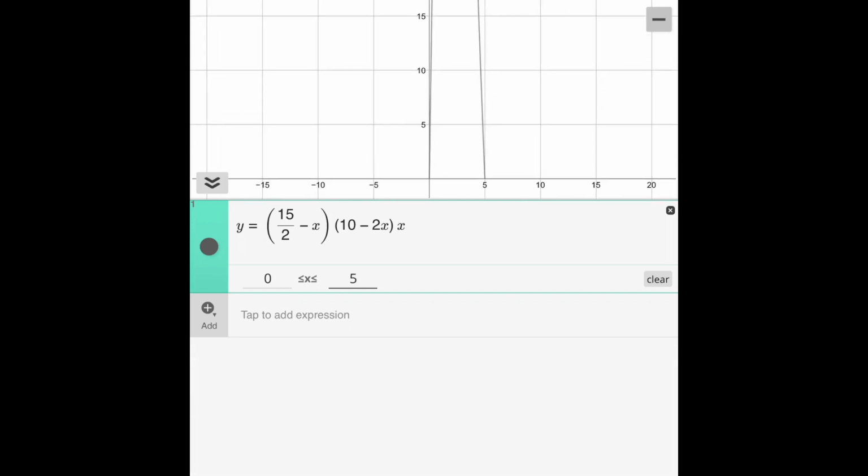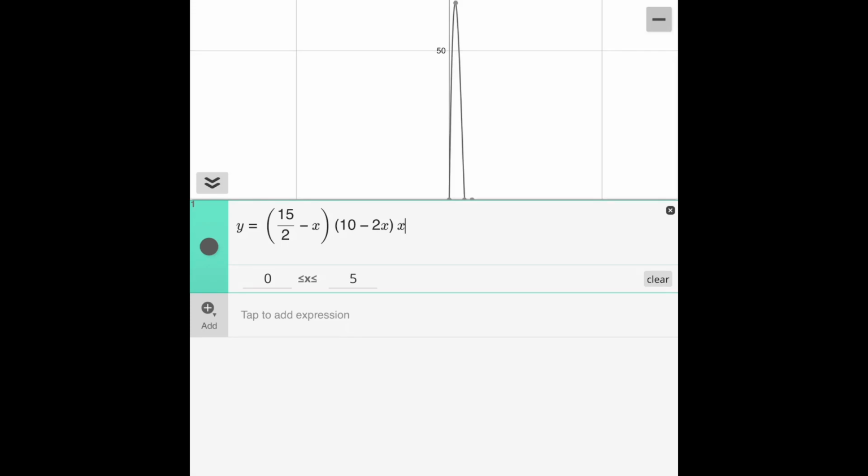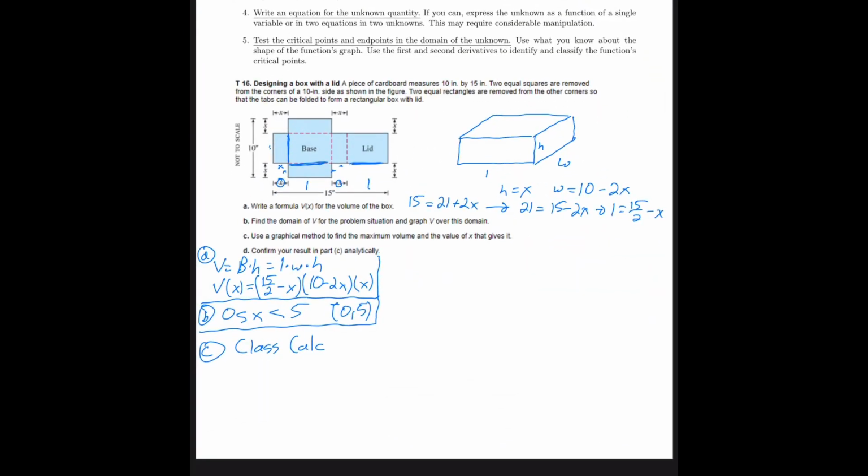And we only want to look at this in the domain 0 to 5. Okay, and we can see that that gives us this graph right here. And if we zoom out, we can see that it has a maximum value, and that maximum value is happening at the point 1.96188, so 1.96, comma 66.02. So 1.96 and 66.02.